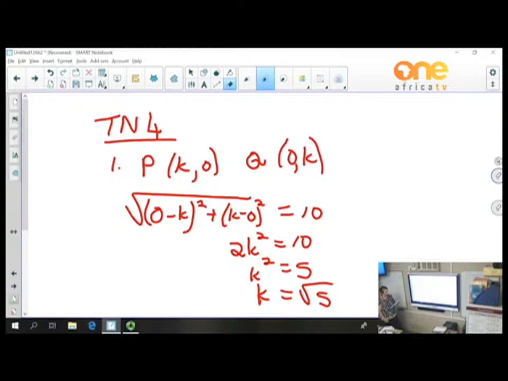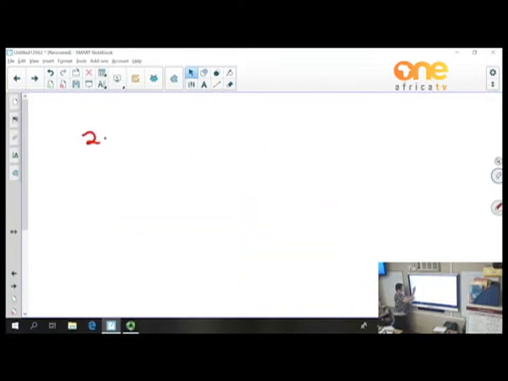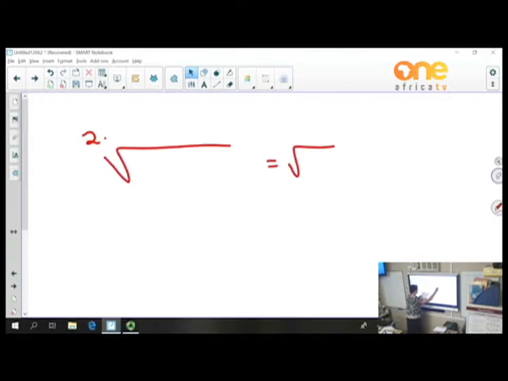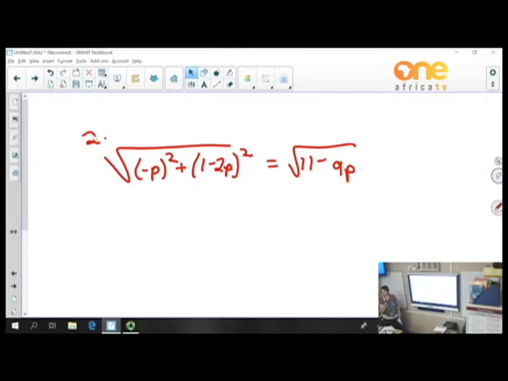So it's another way of asking it. Yeah, I'm actually showing you this one. Right, question 2. So the distance, so you're actually going to do the same thing to say that this is 11 minus 9p. So on this side, I will have 1 minus p minus 1, which is then negative p squared. And then the second one is then plus 1 minus 2p squared. So I simplified that first one. 1 minus 1 is 0, so it falls away. So then you have in the root p squared.